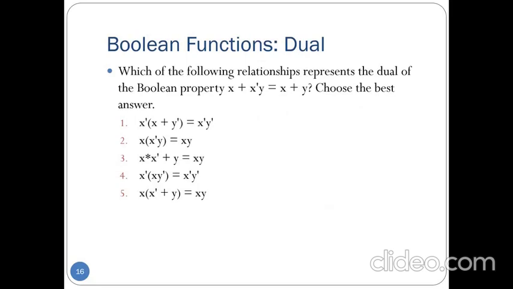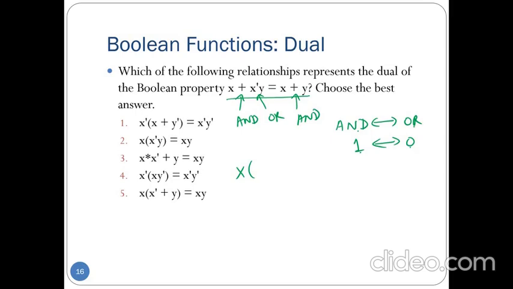This problem over here is asking us to figure out the dual of this given algebraic expression. Now recall, the way to figure out the dual of any algebraic expression is to replace any ands with ors, any ors with ands, replace ones with zeros, and zeros with ones. So in this case, basically you should replace this or with and, replace this and with or, and replace this or with and. So the final expression would become x and not x or y is equal to x and y. Okay, so that is basically option 5 over here. So that's the answer.